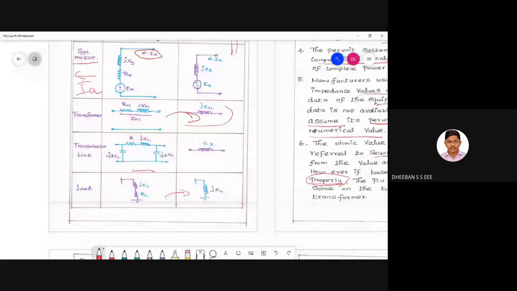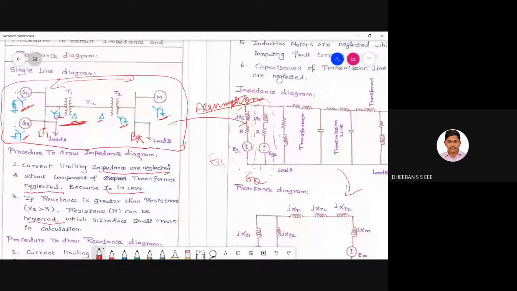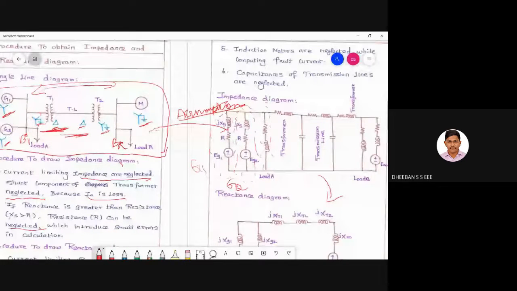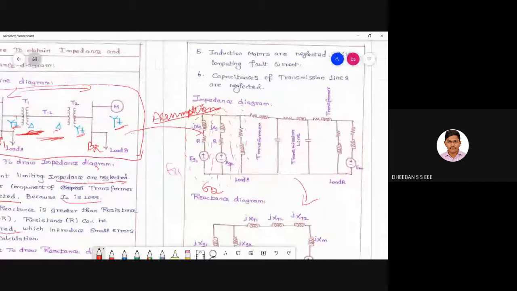And here you'll be having your transformer, followed by your transmission line. Here they are taking your transmission line. I think this is a pi-type transmission line because you are having two capacitors. So the transmission line represented here is a pi-type line.